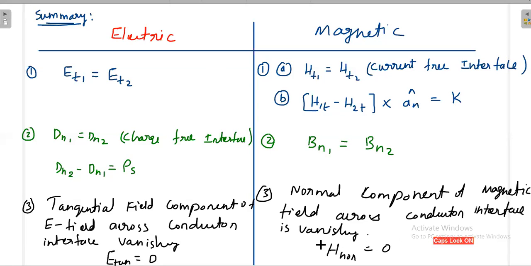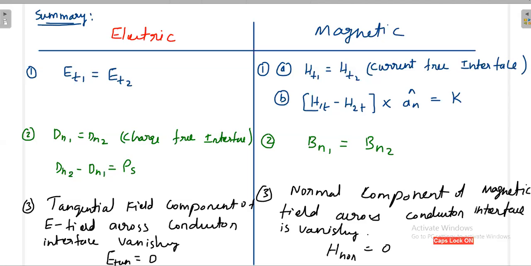Okay, so everything we have clarified, but point 3 in the magnetic case looks like something new. Please try to prove this one. Once you have a conductor to dielectric boundary, why is the normal component of the magnetic field 0? Why is the normal component of magnetic field 0? Just try to prove this one.